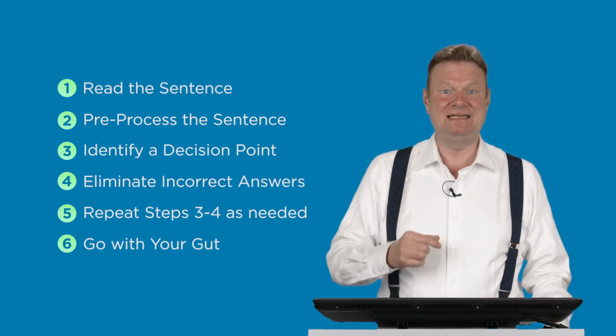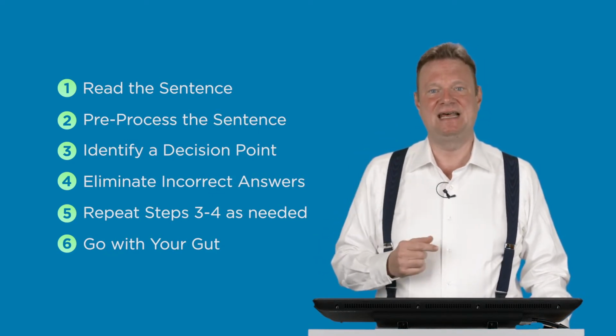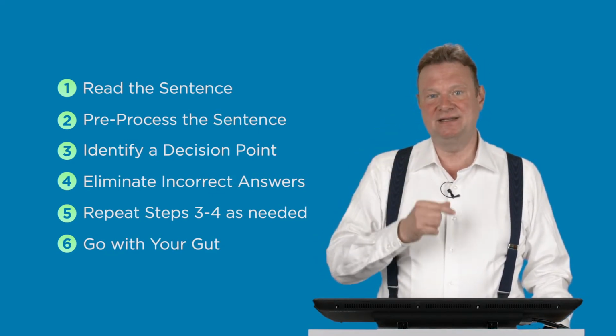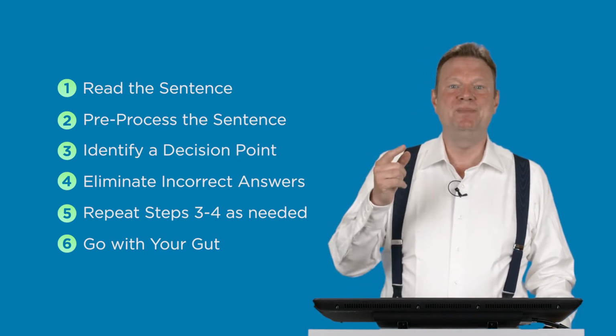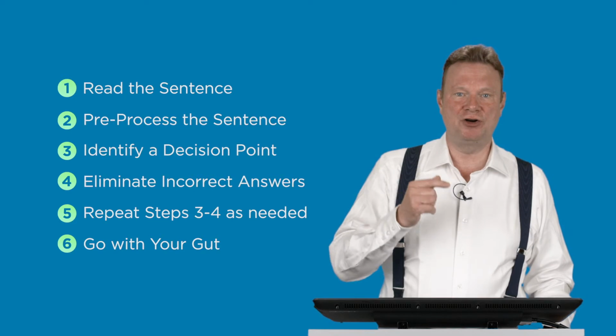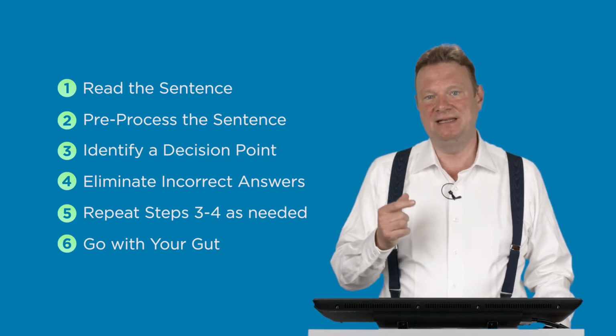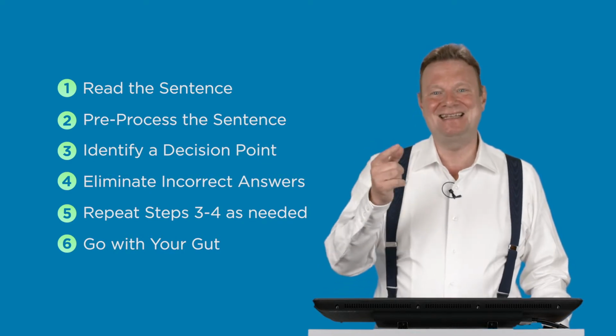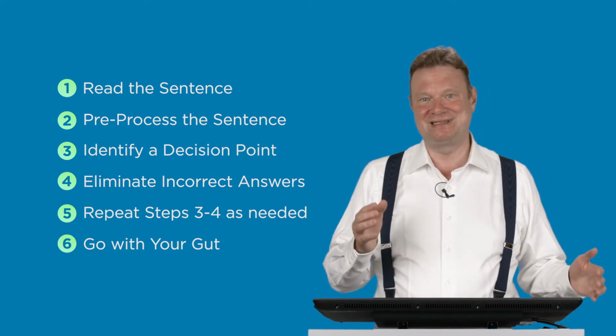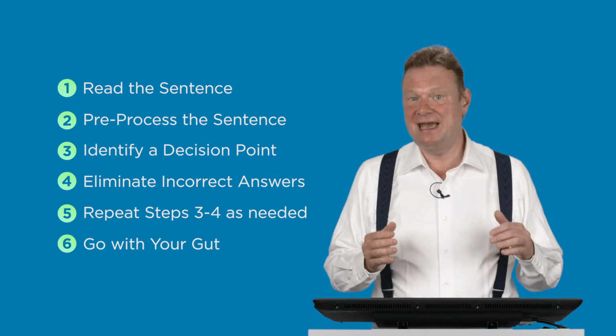Remember that the 6 steps are: read the sentence, pre-process the sentence, identify a decision point, eliminate incorrect answers, repeat steps 3 and 4 as needed, and finally, if there's more than one answer choice left, go with your gut as you check your answer for conciseness, logic, and intended meaning. Okay, let's get started with another GMAT sentence correction question.